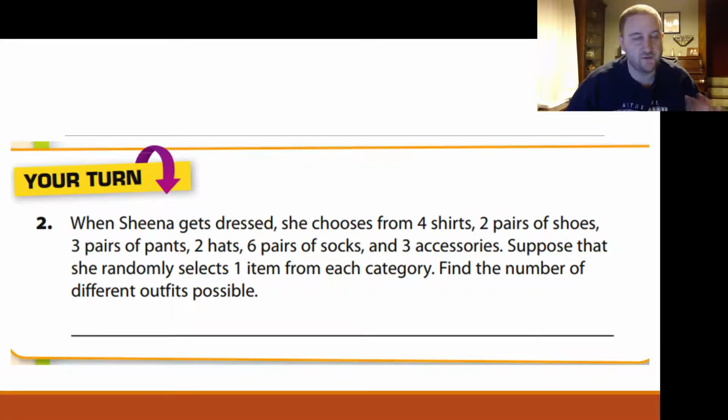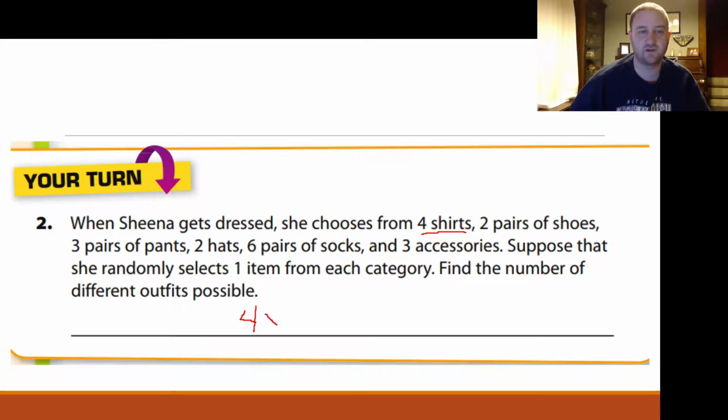Alright, so hopefully you paused it and figured it out on your own. If not, please do so now. Okay, we're going to figure out how many possible outfits that she could have. Well, she's got 4 shirts. Each of these articles of clothing is like one event, right?